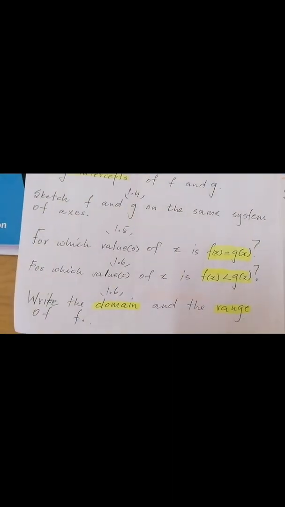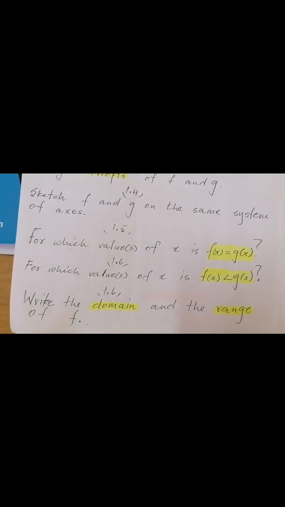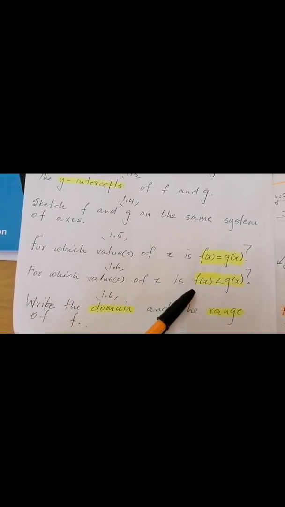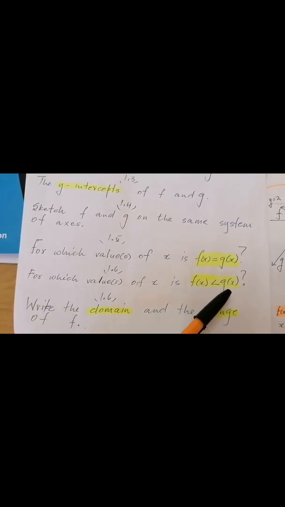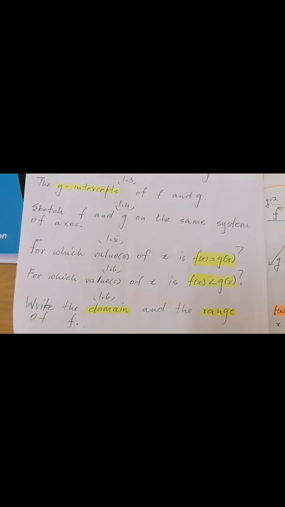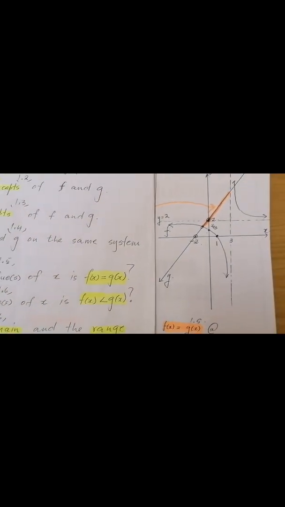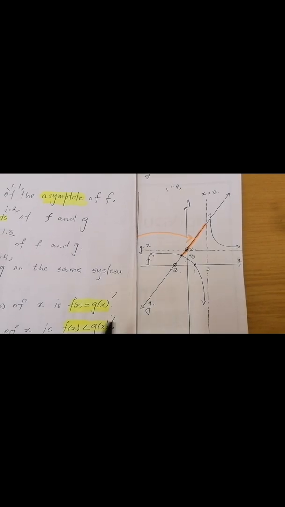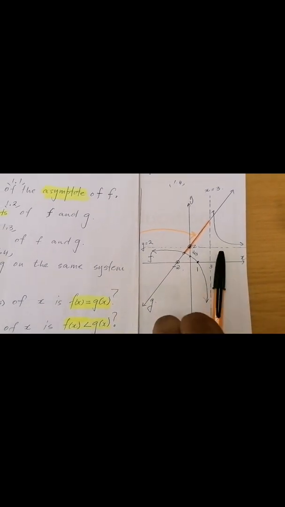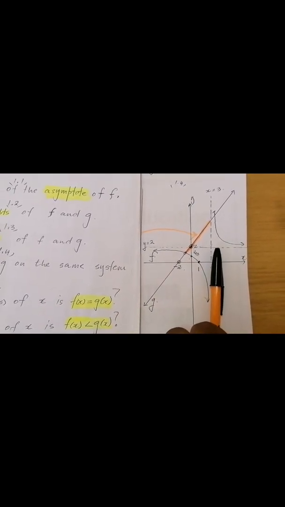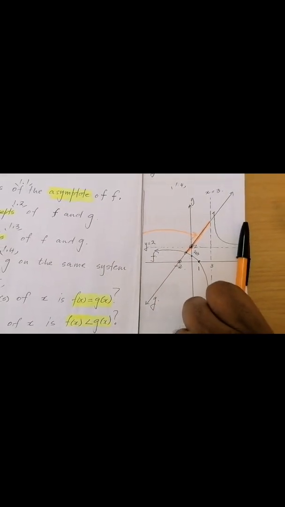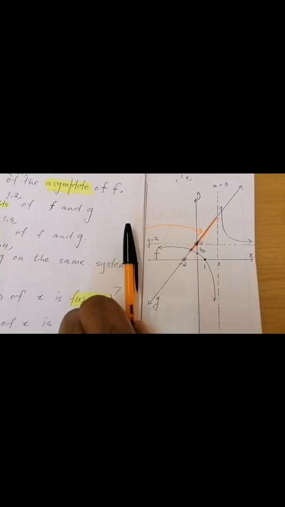folks, can I please repeat this question? For which values of x is f of x less than g of x if x is less than 3. Now, what am I saying? I'm saying in whatever that you are going to get there, I am considering this side of the graph, not this side of the graph. I'm considering this other side.